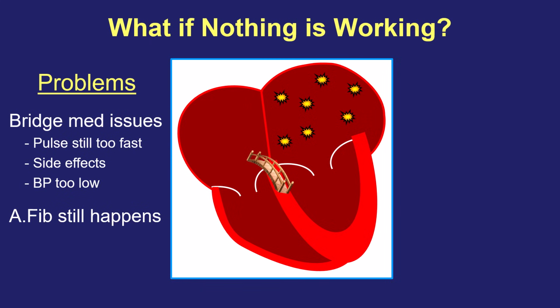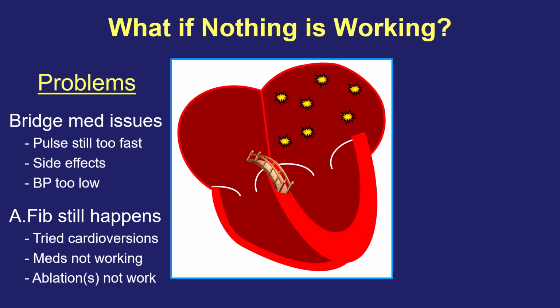Or when we're treating A.Fib, what if it's still continuing to happen if we're trying step number 3 to control the A.Fib, because we've tried doing cardioversions, and we've tried antiarrhythmic medicines, and we've tried catheter ablation, and none of these methods are working to keep the heart in normal rhythm? What's left if we're running into problems with our strategies to manage A.Fib?